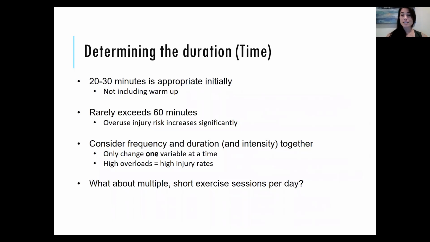And the answer is yes. What most science will show you is that if you can get people to about 10 minutes, that seems to be the minimum amount of time that we can have those cardiovascular benefits for individuals, okay? So 10 minutes is that minimum amount of time.